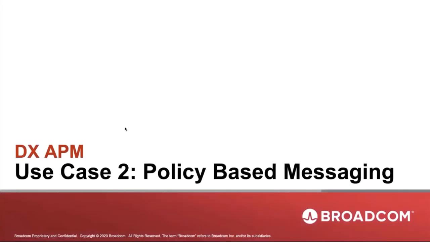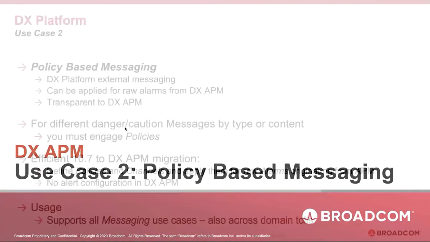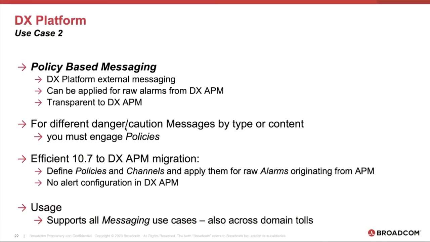Okay, so now to use case 2. As said, policy-based messaging is the DX platform mechanism for sending alarm messages externally. It supports all the use cases for automation and integration that we talked about, also across domain tools of the DX platform. So this is why I say it's a uniform mechanism. It is available for all the tools integrated into the DX platform, not just DX APM.